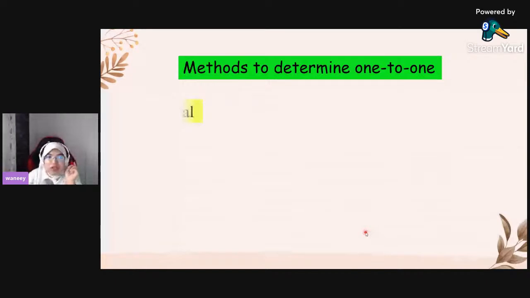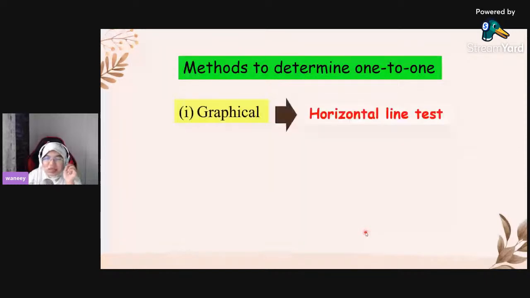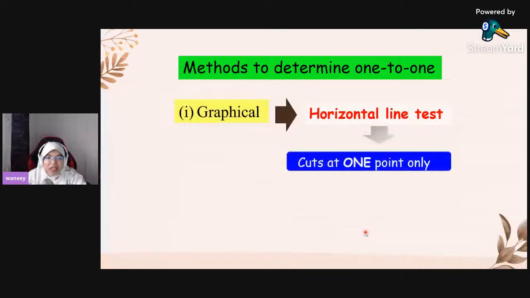For the graphical method, we need to do something called the horizontal line test. Just now we did a vertical line test, which determines that you have a function. Now we need to do a horizontal line test to determine that this is definitely a one-to-one function. By doing a horizontal line test, you should check that the line cuts at only one point only, similar to the vertical line test. For vertical, there can be two cases, either one-to-one or many to one. But the horizontal line test is specifically for one-to-one functions. We want to determine whether they are one-to-one or not.